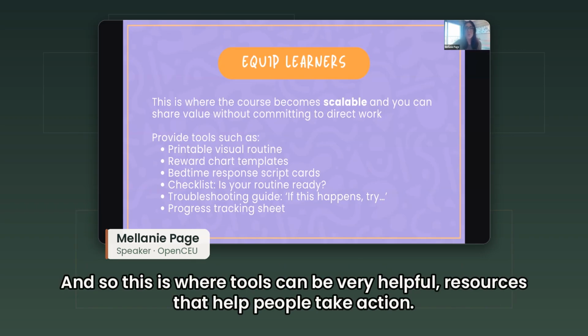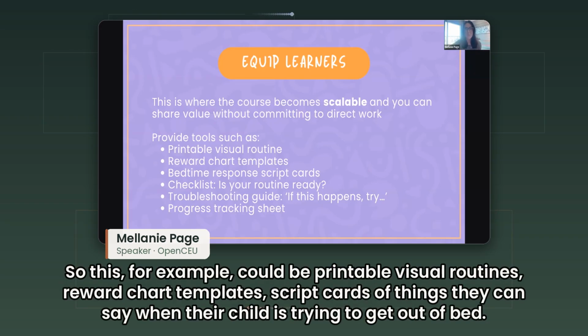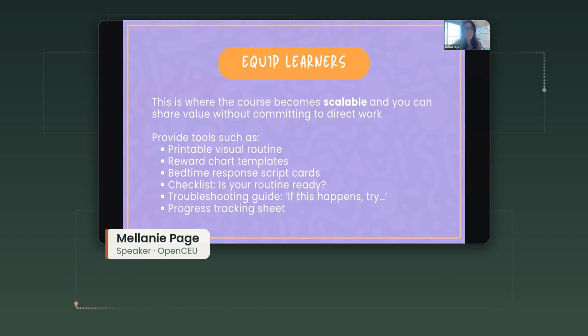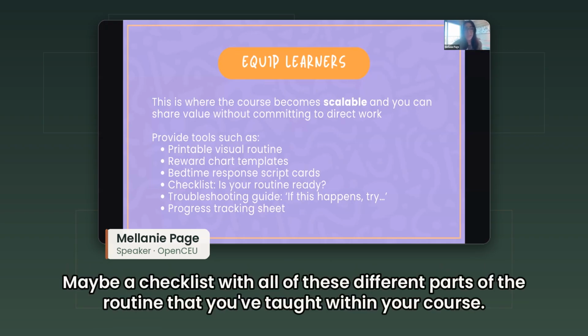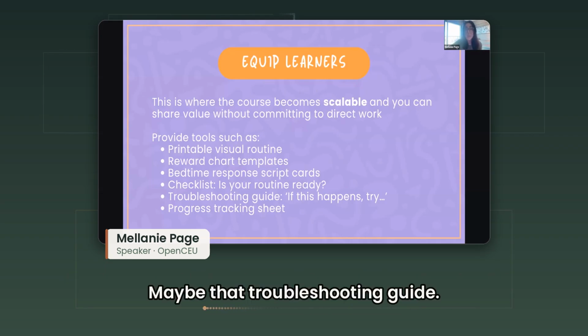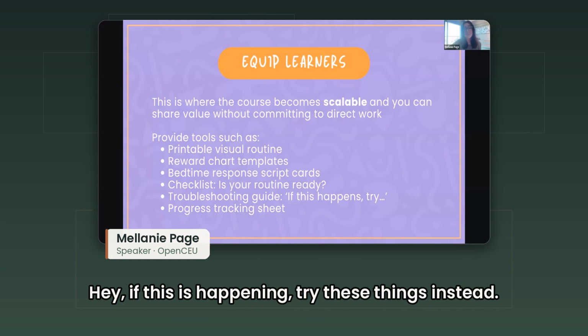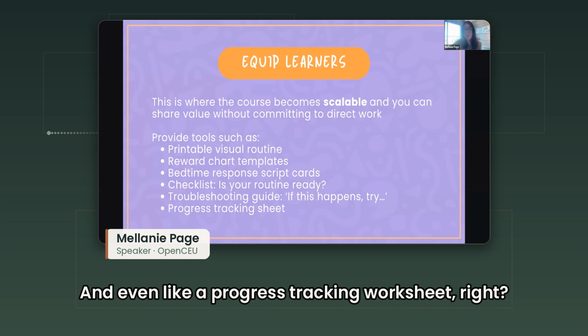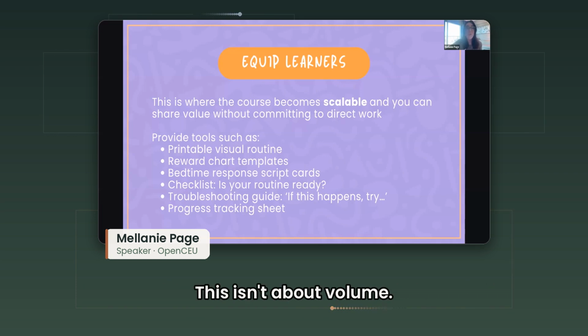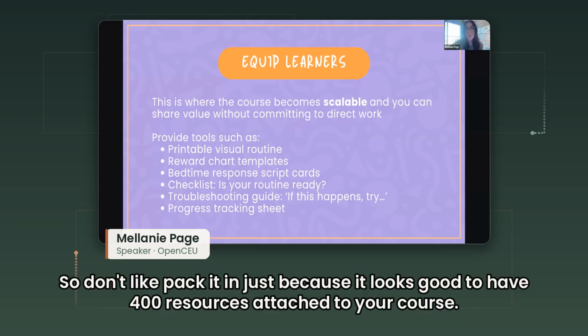And so this is where tools can be very helpful, resources that help people take action. This, for example, could be printable visual routines, reward chart templates, script cards of things they can say when their child is trying to get out of bed, maybe a checklist with all of the different parts of the routine that you've taught within your course, maybe that troubleshooting guide. Hey, if this is happening, try these things instead, and even a progress tracking worksheet, right? This isn't about volume, it's about value.